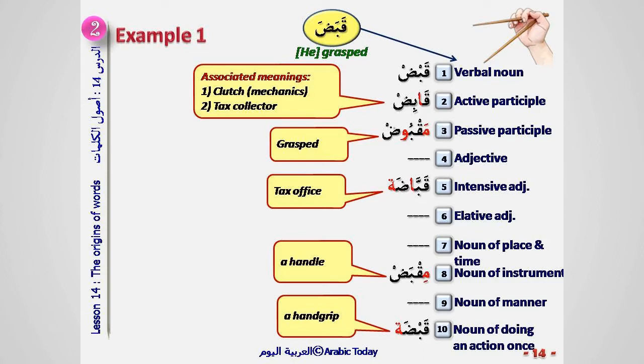Both nouns carry the two general meanings of contraction and grasping, in this case money. قباضة is the intensive adjective. Similarly to English, Arabic adjectives may serve as substantives. قباضة means tax office, and the word carries the meaning of grasping money extensively.